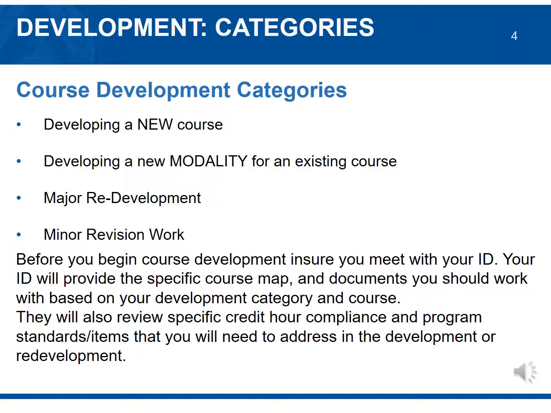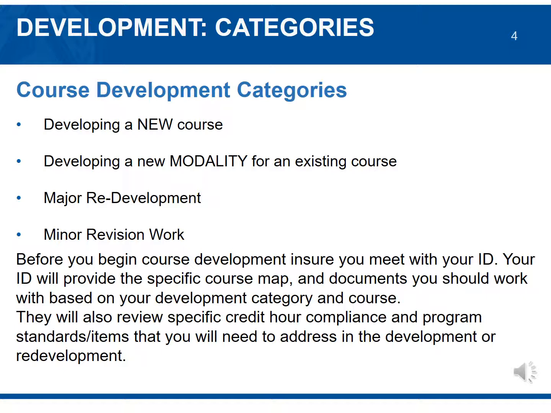It's important to note that different categories will have a slightly different scope for the development work. So here are the types of development categories that you may be working on: developing a brand new course, or developing a new modality for an existing course. For example, there may be an existing online course, but you might be developing a new blended version of that course, meeting each week in the classroom.